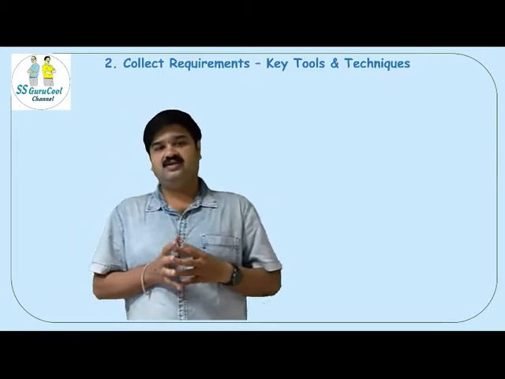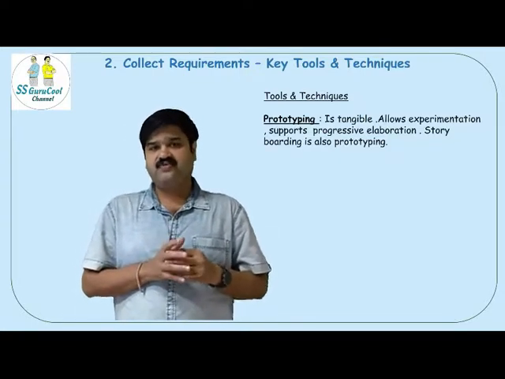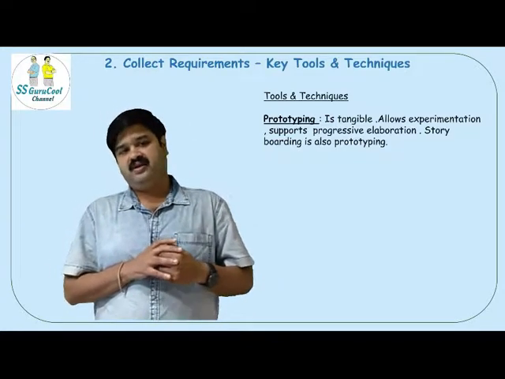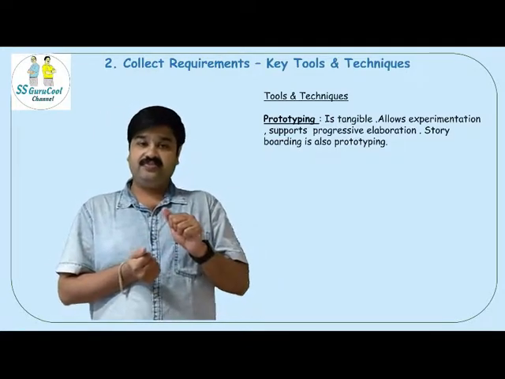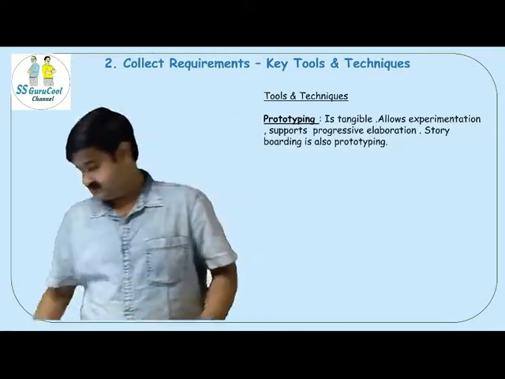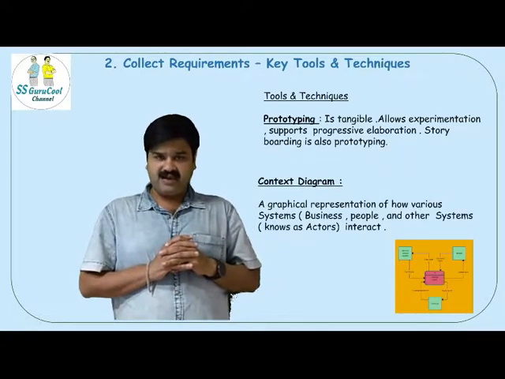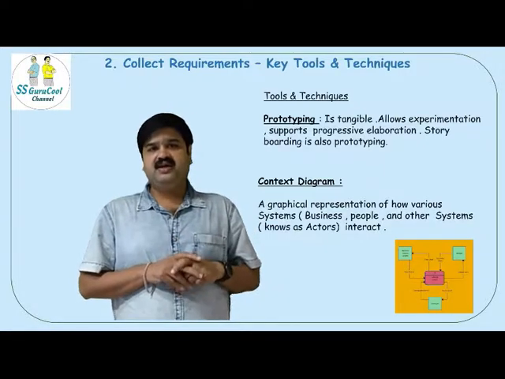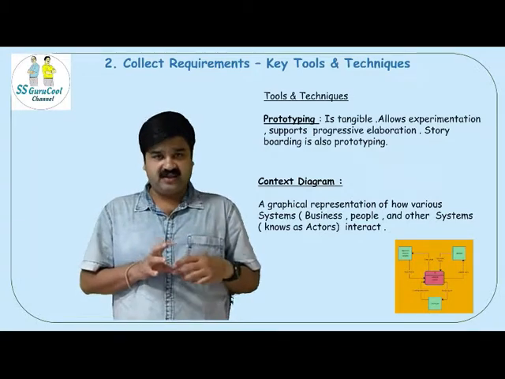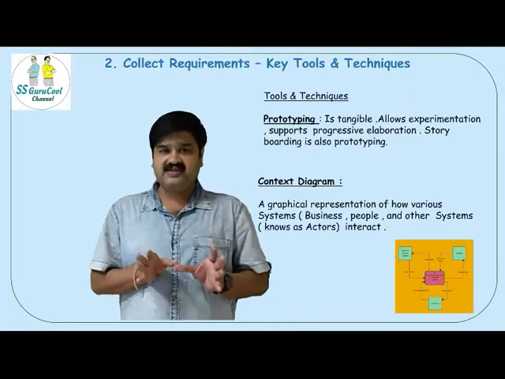There is also something called a prototype. A prototype is nothing but a tangible or a workable proof of concept or a miniature deliverable which we try to build to get confirmation from users on our understanding of the requirements. Context diagrams. Context diagrams are pretty unique. Context diagrams talk about the various systems in the solution and how they talk to each other. And here the people are also represented as systems.